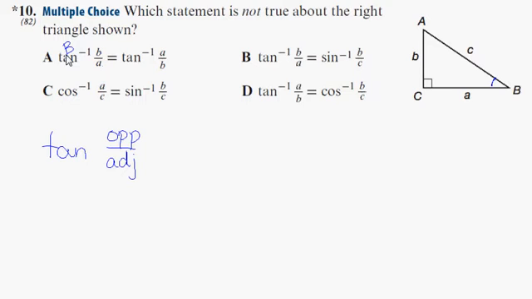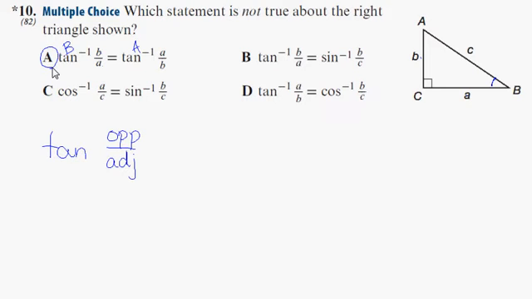Over here then, we have the inverse tangent of A over B. That would have to be the opposite over the adjacent. So that would be shooting from angle A. So I think you can already tell that A is the one that's not true. But just to make sure that you understand what's actually going on here, I want you to listen to the rest of this video, because if this comes up again, you'll be glad you did.